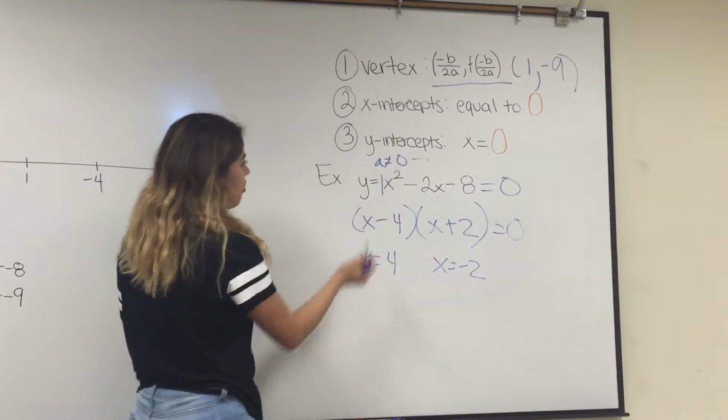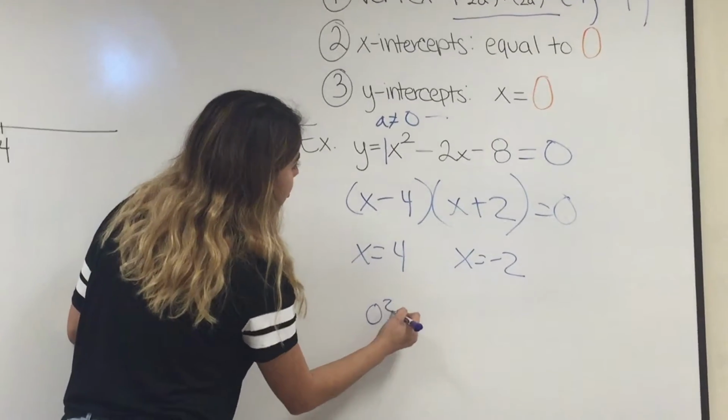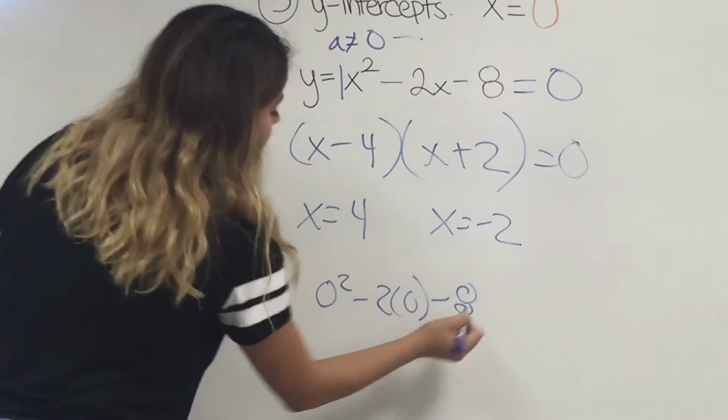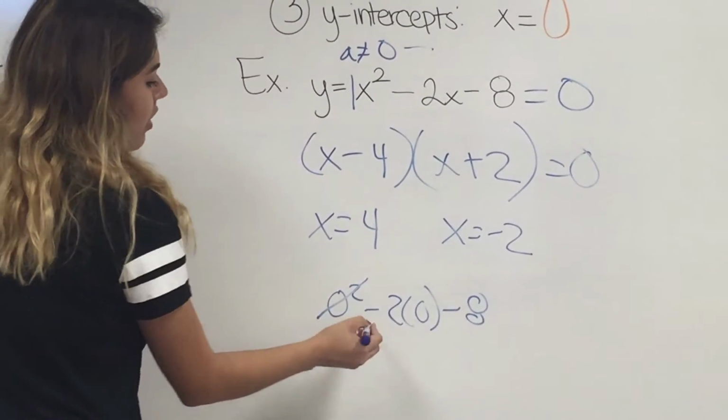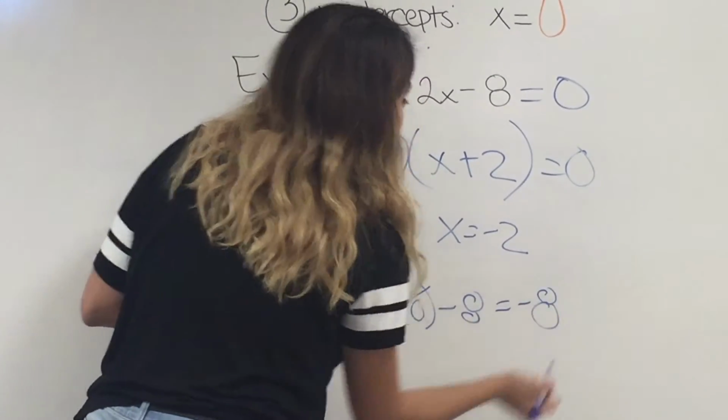For the y-intercepts, we just substitute x with 0. So that's going to be 0 squared minus 2 times 0 minus 8. So that's 0. 2 times 0 is 0. So it's just negative 8.